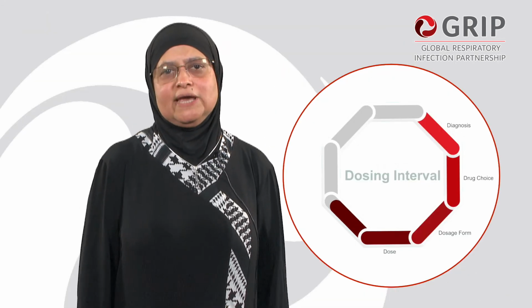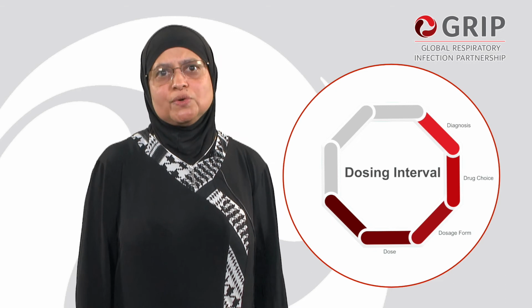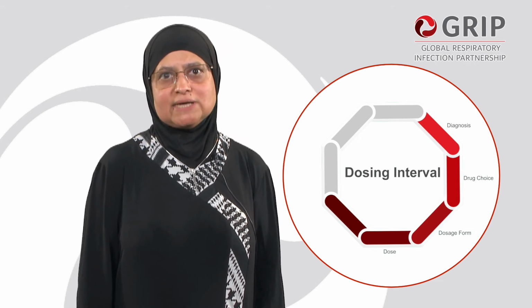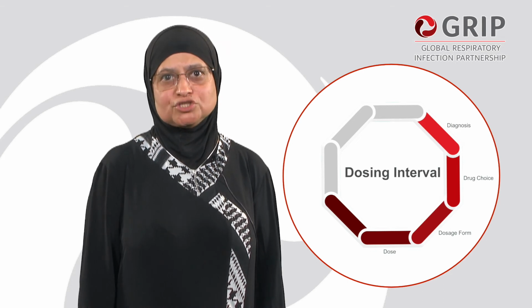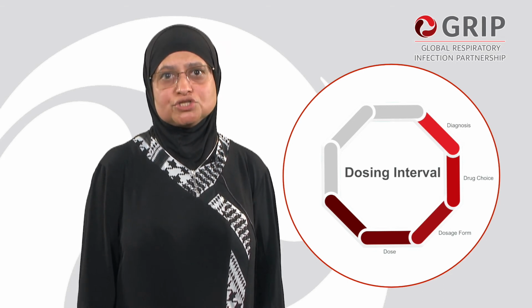The fifth D relates to dosing intervals. This is to ensure that the doses are given at the accurate time to maintain the concentration of the antibiotic at the site of infection above sub-inhibitory concentrations, which may result in antibiotic resistance.